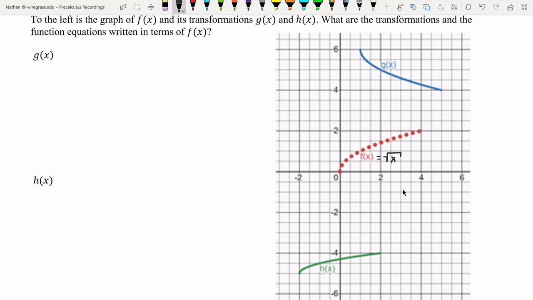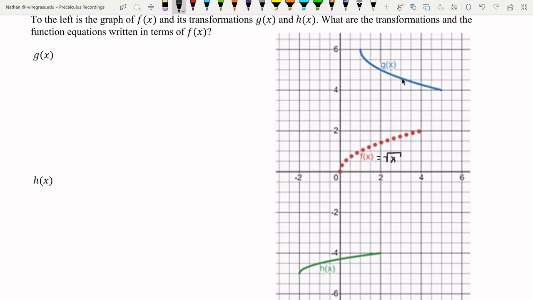So you can always test these yourself, test the transformations yourself by graphing it, seeing if it does look the same. Of course, it's just going to keep going on indefinitely this way. Like all these are going to go on indefinitely. But I didn't want to have to draw the whole thing. That's why I capped it at x equal to 4. Okay, now from this spot, we're going to transform it to g of x first.